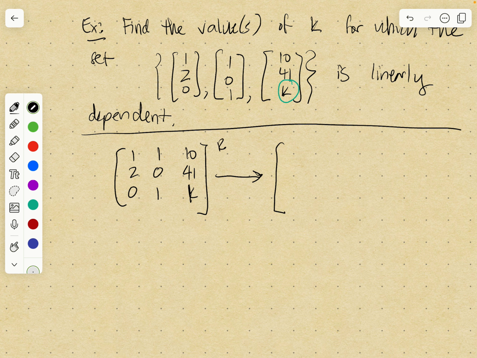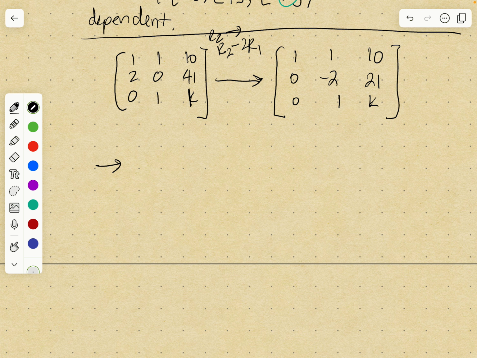So here I do row 2 minus 2 row 1, right? And that will give me, this first row stays the same, the second row turns to 0, so this row is 2, 0, negative 2, 21, is that right? Yeah. And then 0, 1, K. Now at this point, I'm done with the first column, and so I have this submatrix here that I need to continue, and it's easier if I swap rows 2 and 3. So I'm going to swap rows 2 and 3 so I get a pivot of 1.